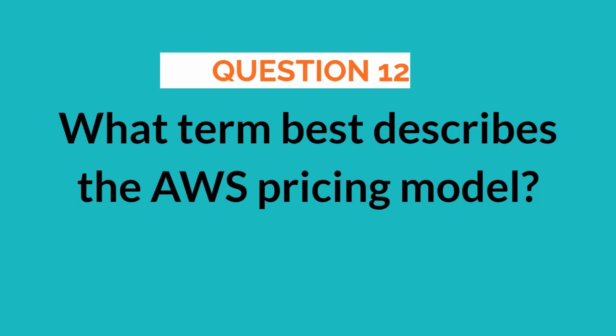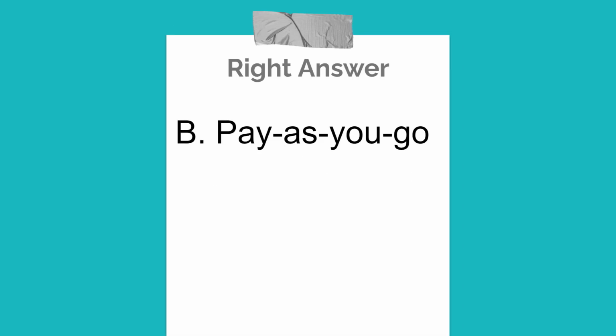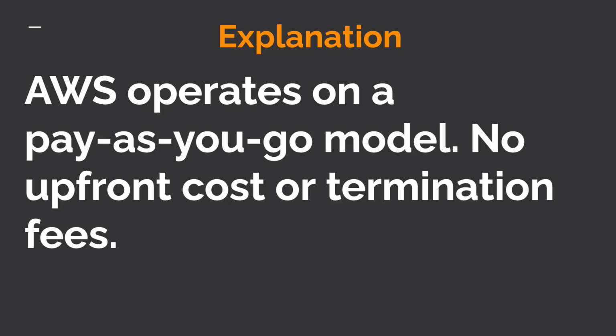Question 12. What term best describes the AWS pricing model? Option A. Pay all upfront, B. Pay as you go, C. Pay all at end, D. None of the above. Right answer is B. Pay as you go. Explanation: AWS operates on a pay-as-you-go model. No upfront cost or termination fees.